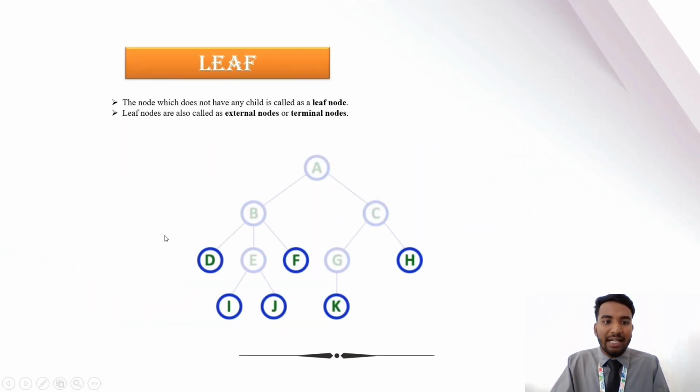The node which does not have any child is called a leaf node. Leaf nodes are also called external nodes or terminal nodes.